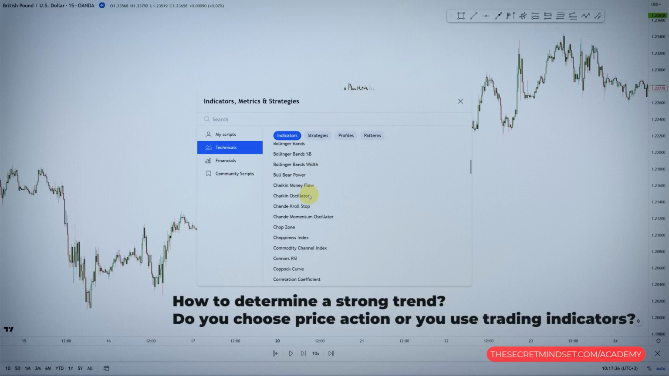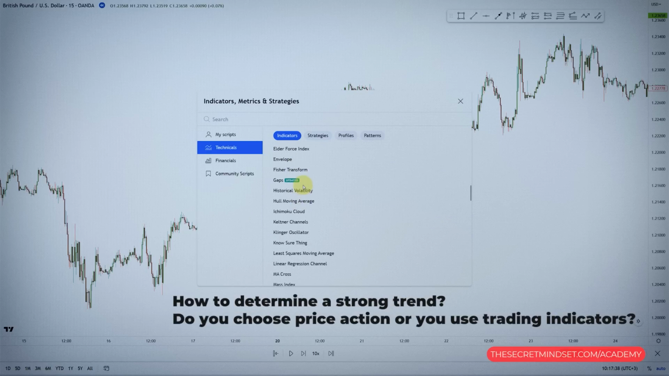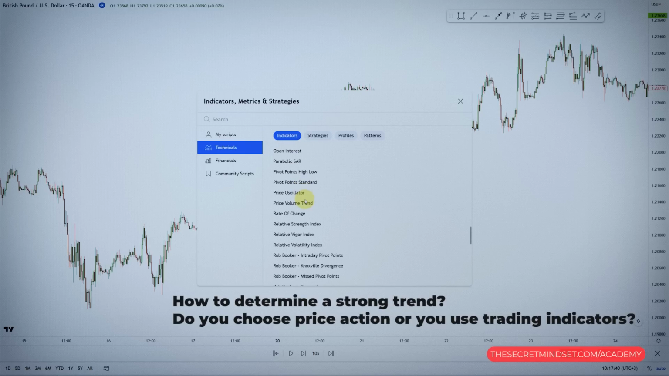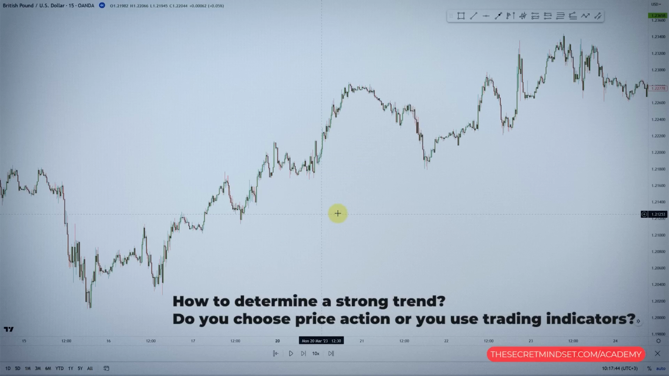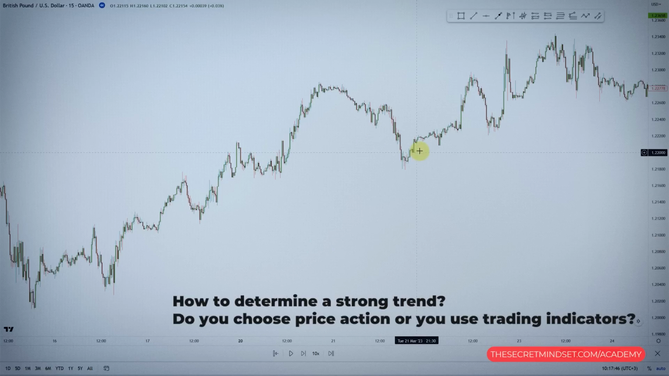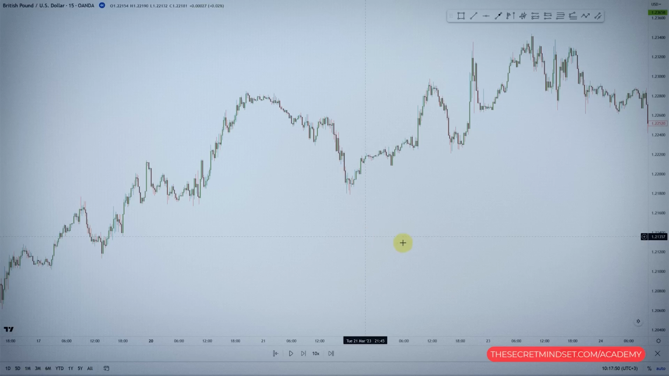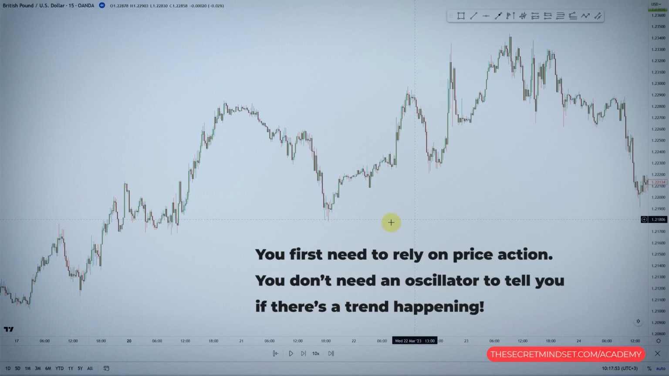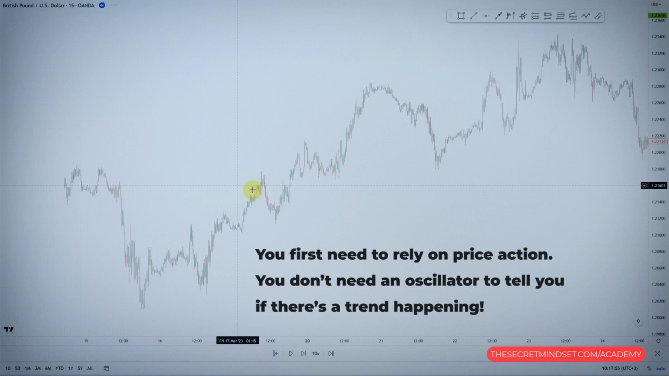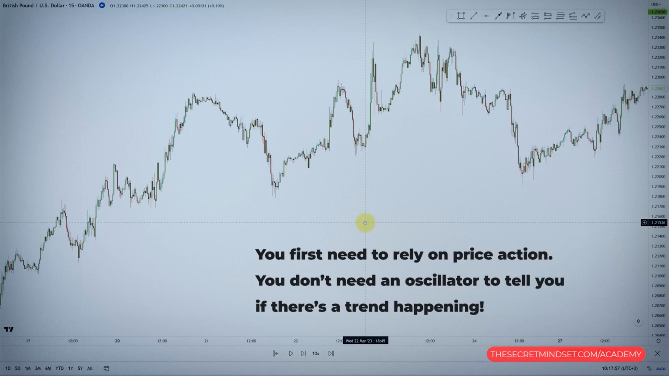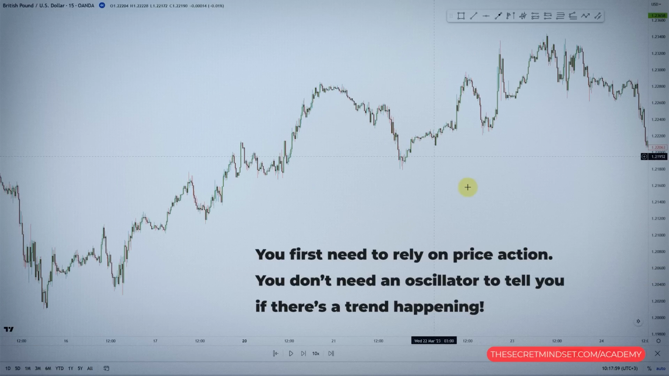Many day traders, especially beginners, are drawn to indicators, hoping that an indicator will show them when to enter a trade. I prefer to rely first on price action. I also use indicators in my trading, and I will show you later which are the best ones to use, but price comes first. You don't need an oscillator to tell you if there's a trend happening.